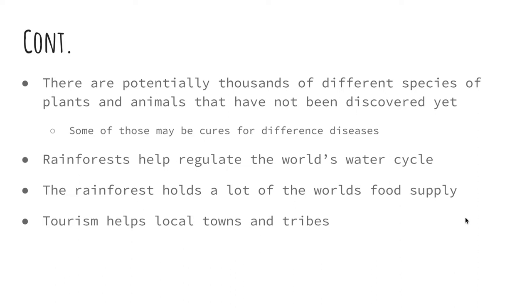And also, the rainforest holds a lot of the world's food supply. This includes bananas, cocoa, nuts, and different types of coffee. Tourism also helps local towns and tribes to thrive. When we go and visit the rainforest, we contribute by paying for different goods, which helps them to grow locally and helps them stay in that area. People rely on the rainforest for different things like food, fresh water, clothing, traditional medicine, and also shelter.